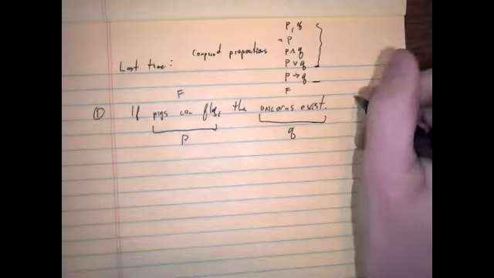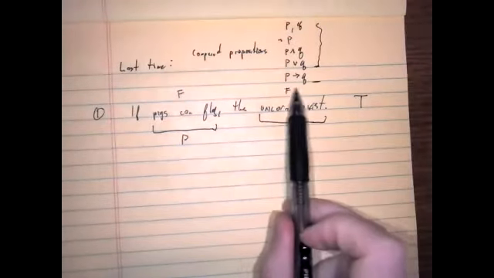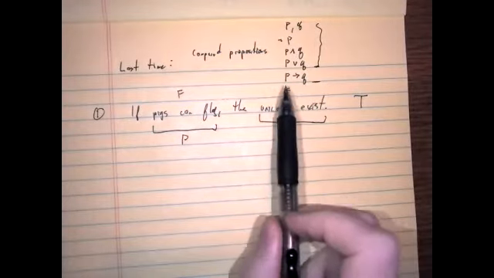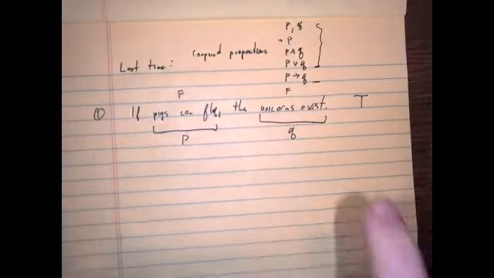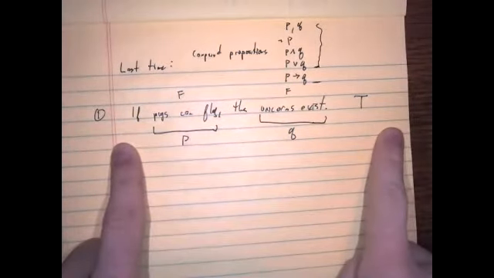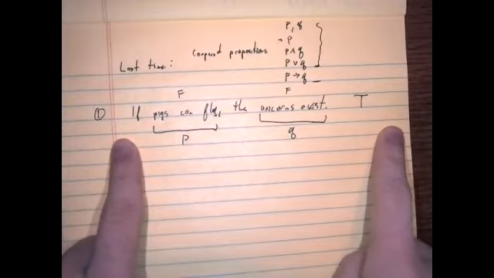Exactly. P implies Q is only false when P is true and Q is false. But that's not the case here. They're both false, so this proposition is true. If pigs can fly, then unicorns exist. Sure, that's a true statement.